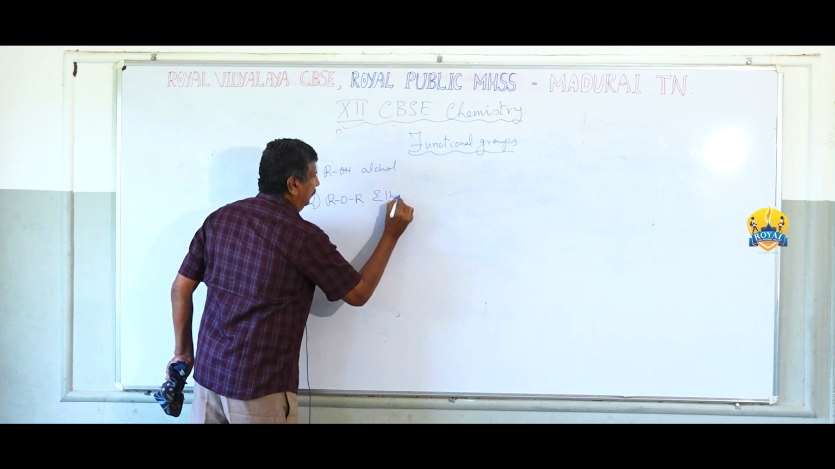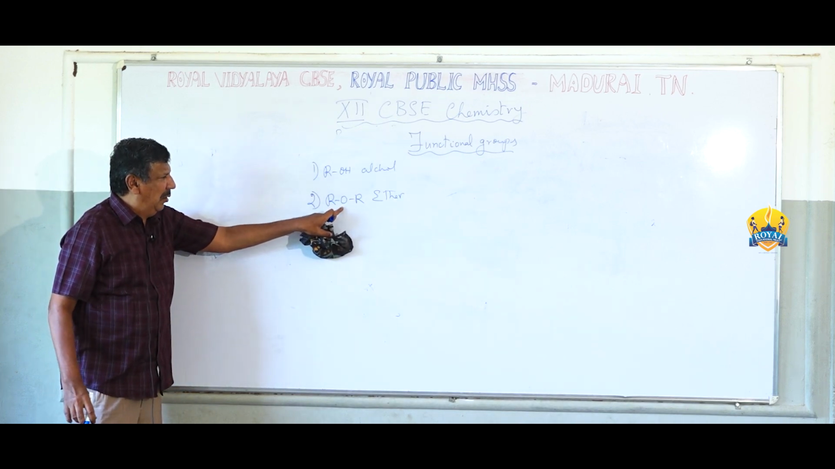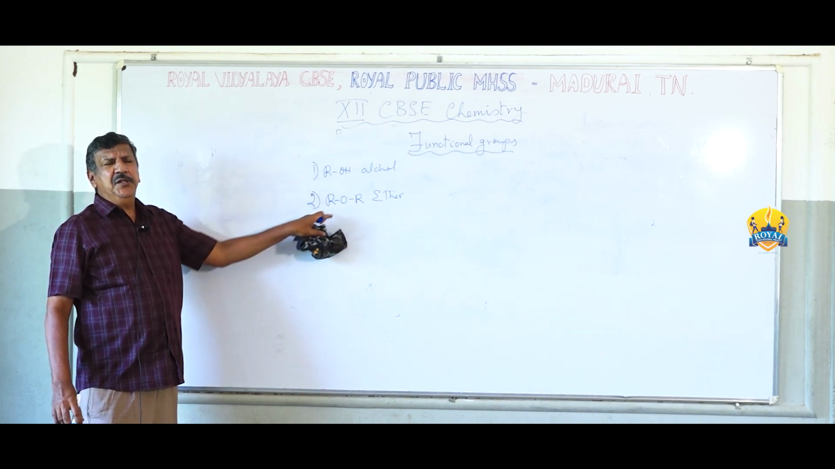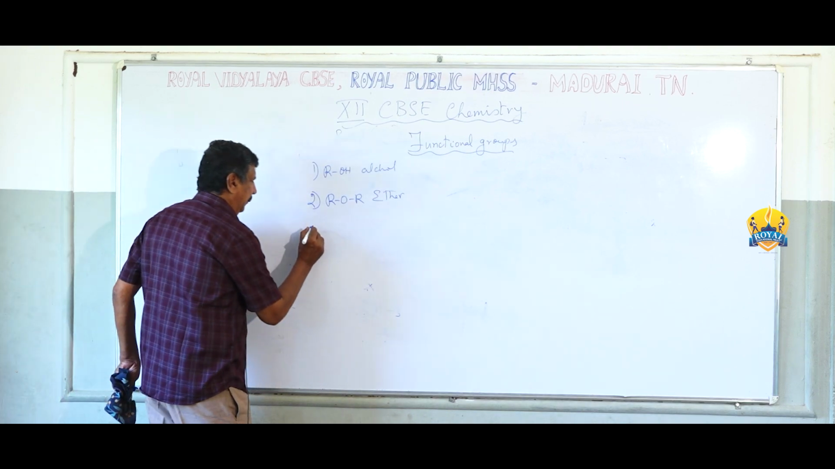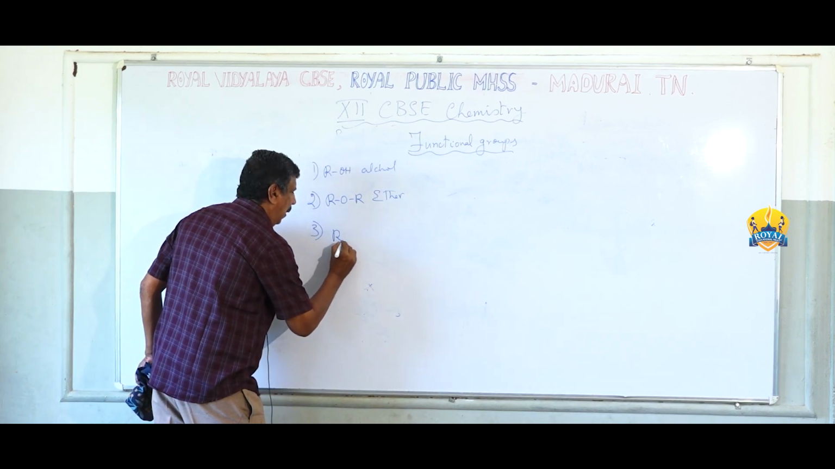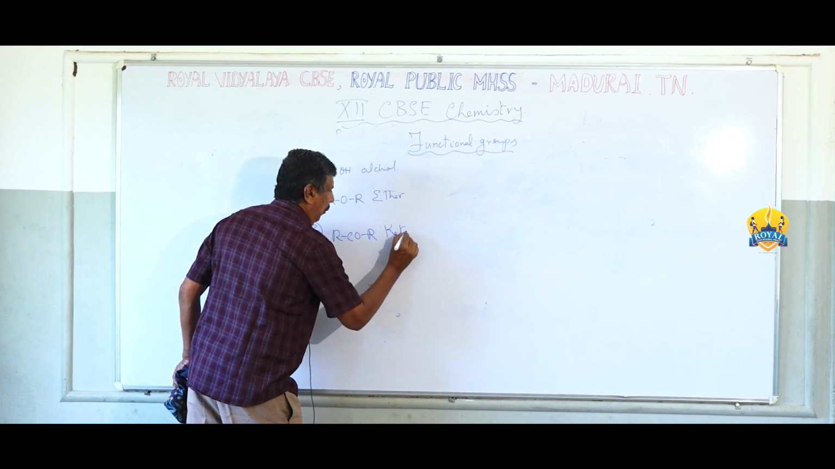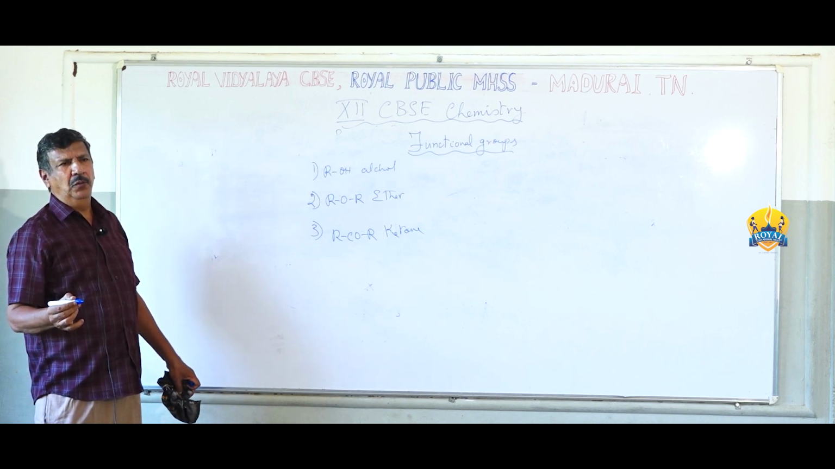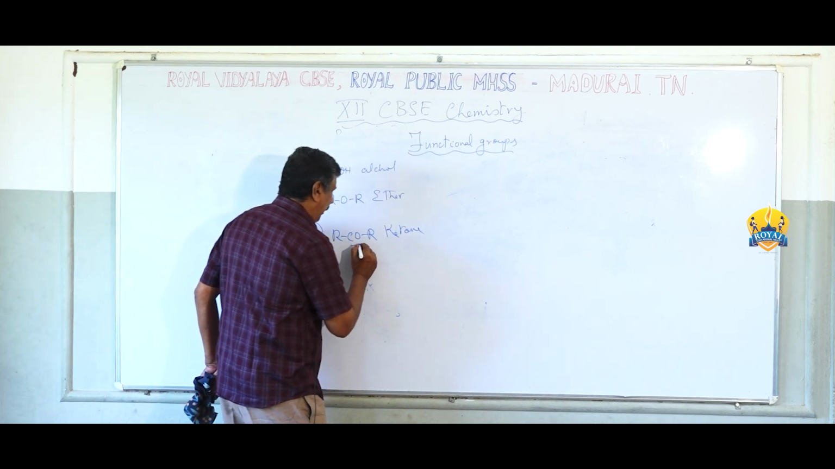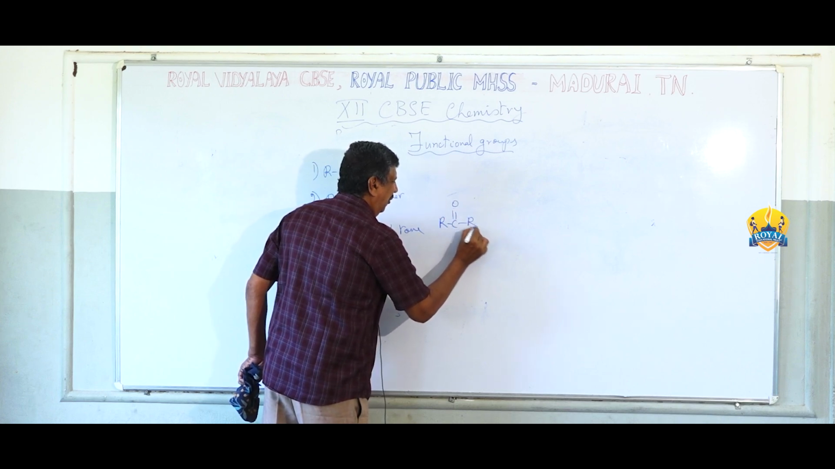Secondly, ROR, ether. When you have the oxygen in the middle, it is called ether. Third one, RCOR, ketone. CO means ketone. But in books, it will be written like this.